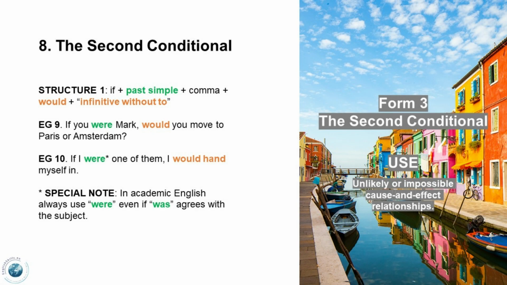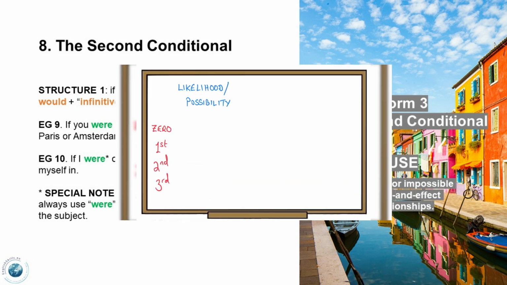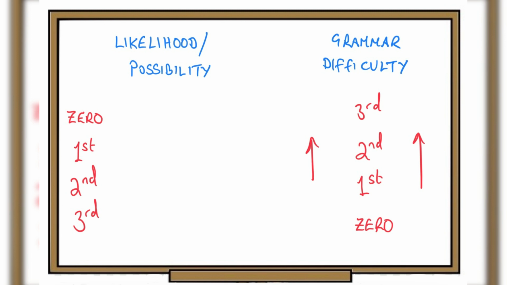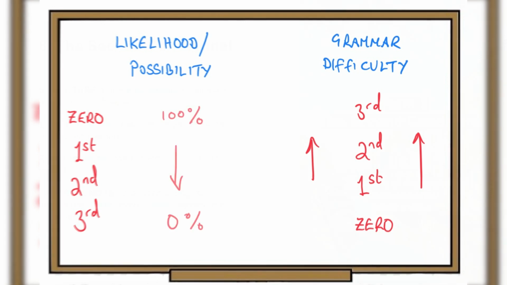Form 3. The second conditional. Structure 1. If plus past simple plus comma, plus would, plus infinitive without to. Now we see that, yet again, the structure is step by step more complicated as we go from conditional form 2 to form 3. Remember, from zero conditional through to the third conditional, the grammar structure increases in difficulty, and the likelihood or possibility of the events described in the sentences decreases eventually to naught.